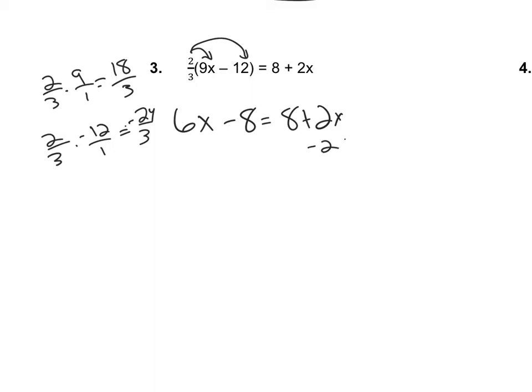Next step, get your x terms on the same side of the equation. So I'm going to do that by subtracting 2x from both sides. Cancels out over here on the right. On the left, 6x minus 2x is 4x. So we get 4x minus 8 equals 8. Now we want to get that x term by itself by adding 8 to both sides.